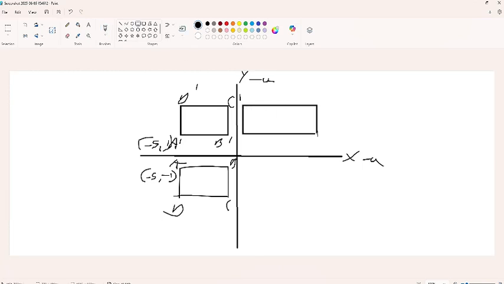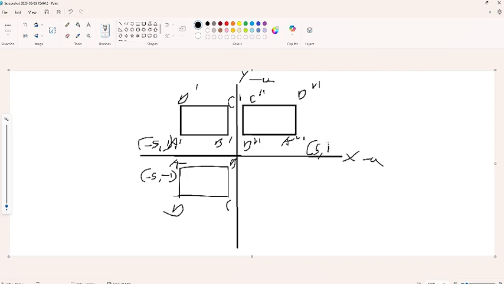However, the y-axis is different. Now A double prime, B double prime, C double prime, D double prime. A is now 5, 1. Look how the x part changes to its negative counterpart. Negative negative 5 is positive 5.